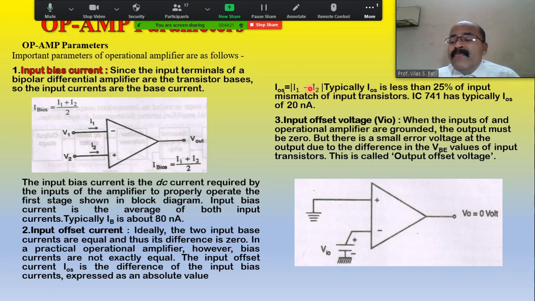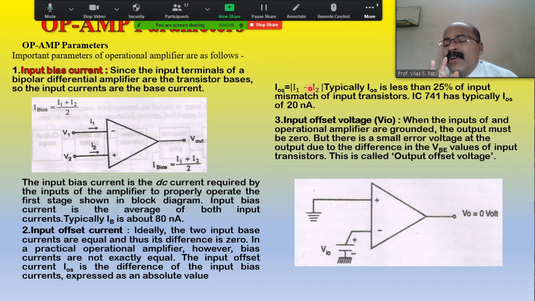And the difference between their base currents, or the difference between the non-inverting and inverting currents. We know that one terminal is known as the non-inverting terminal and the other terminal is known as the inverting terminal. And if we take the positive difference between these two inverting and non-inverting input terminals, then that will be known as the input offset current. It will be indicated by IOS, and it will be about 25% of the input bias current.